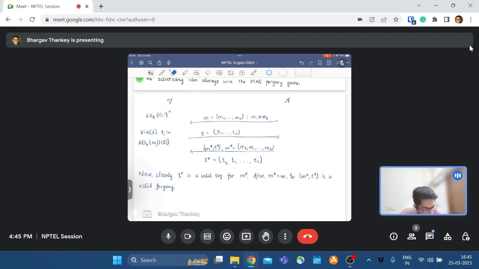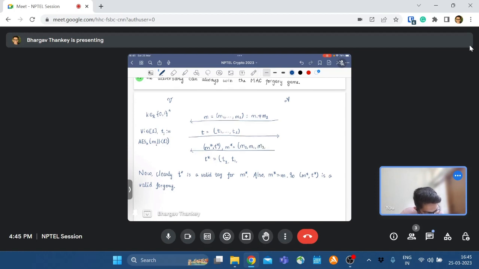Oh, okay, yeah, maybe this is causing the confusion. I should write it like this. M2, M1, then M3 up to ML. So we are just reversing the first two blocks. Okay, so the adversary just sends these M star and T star to the verifier.